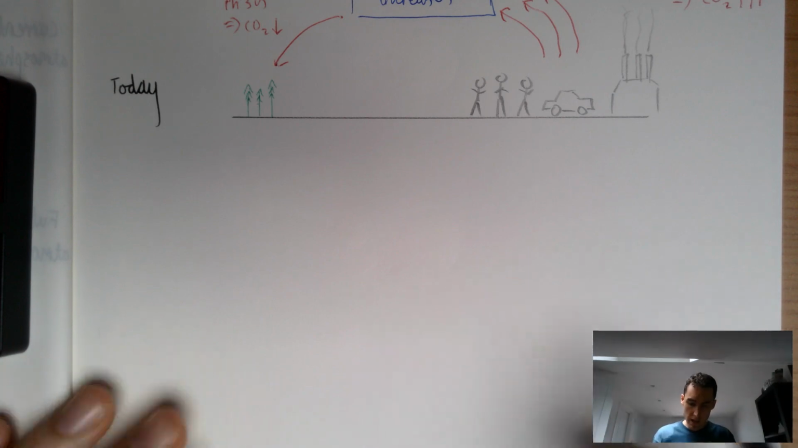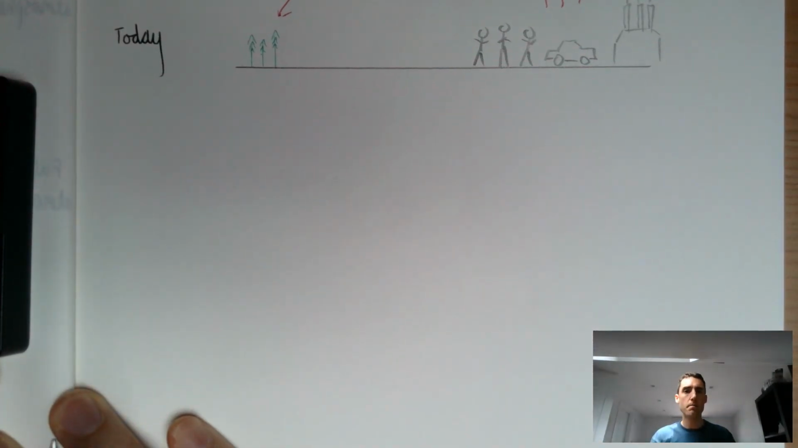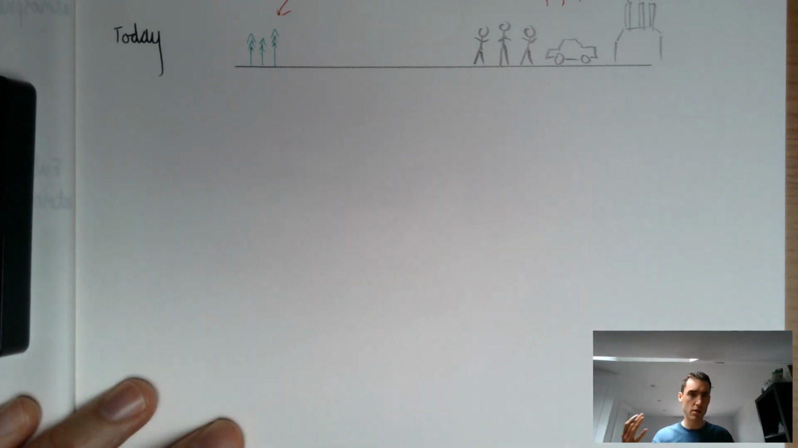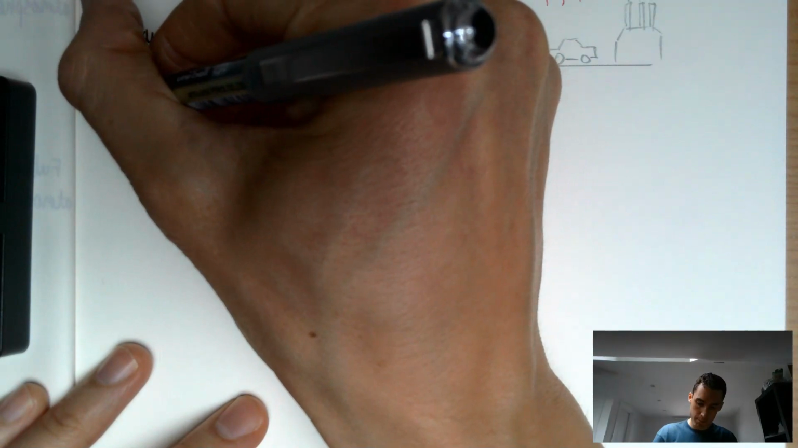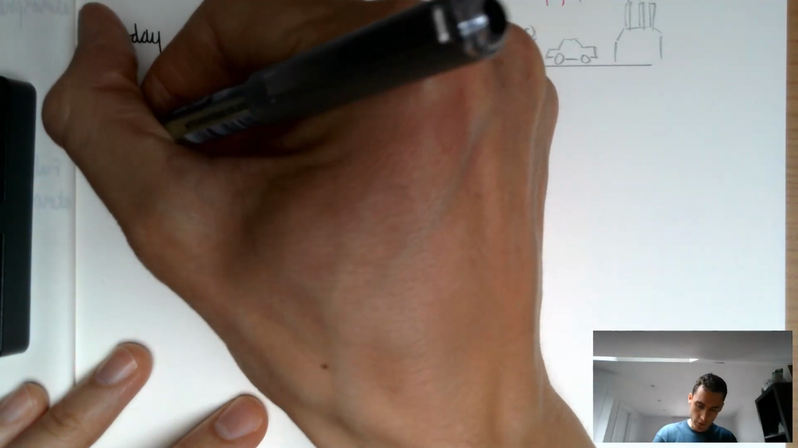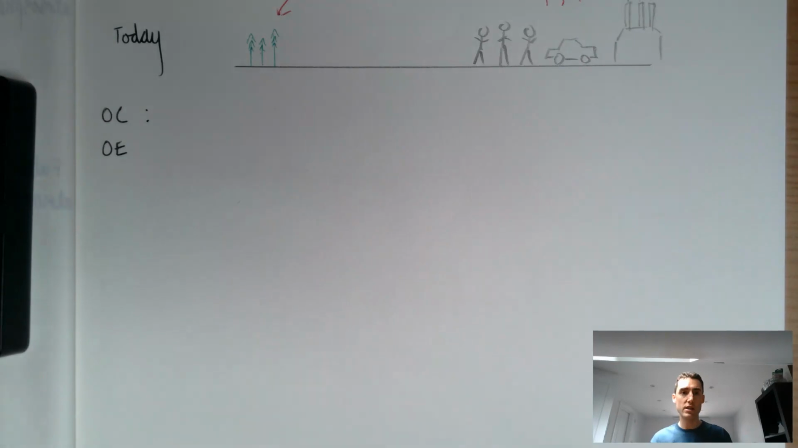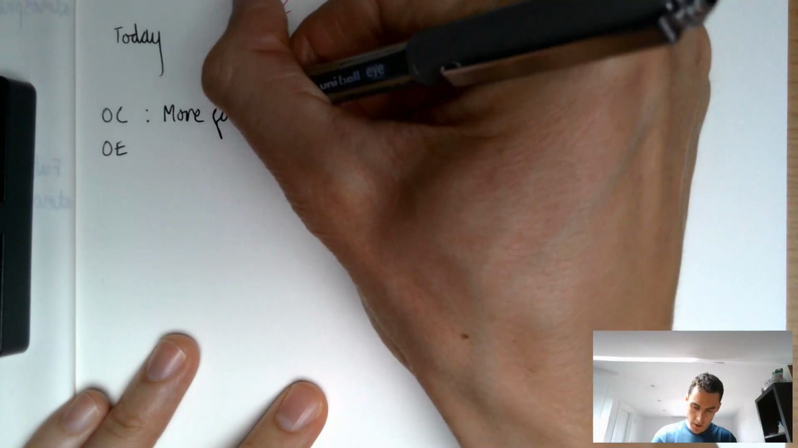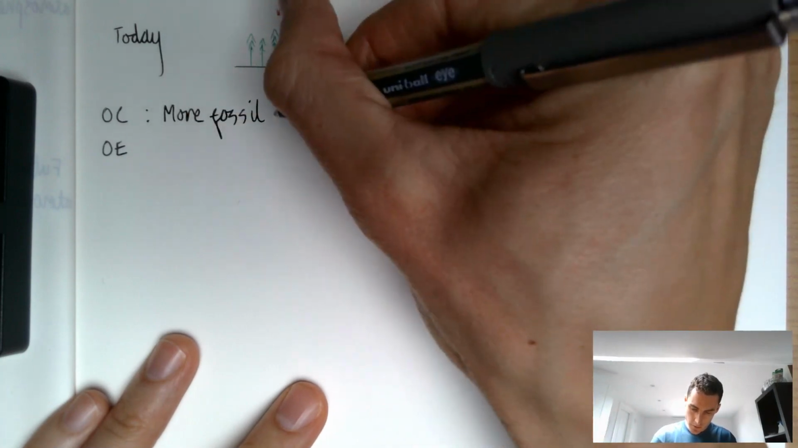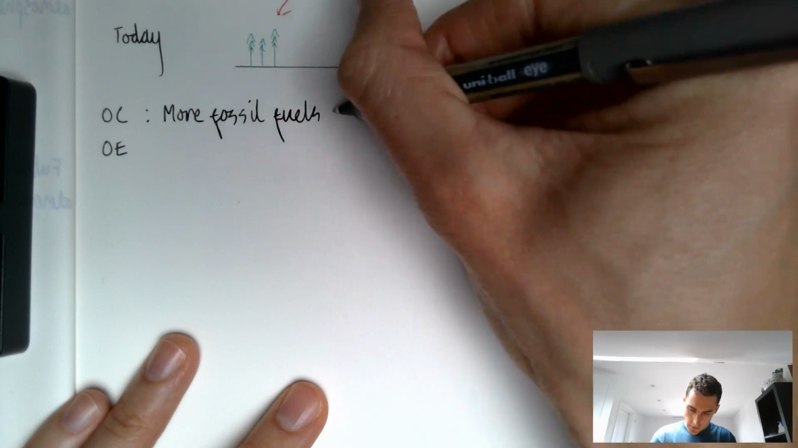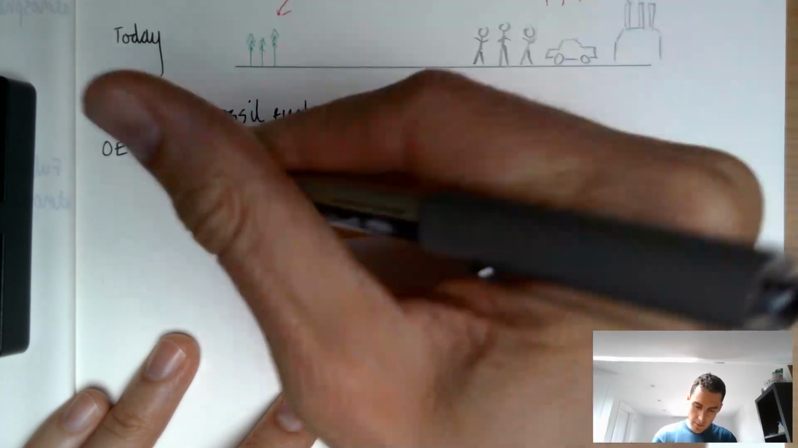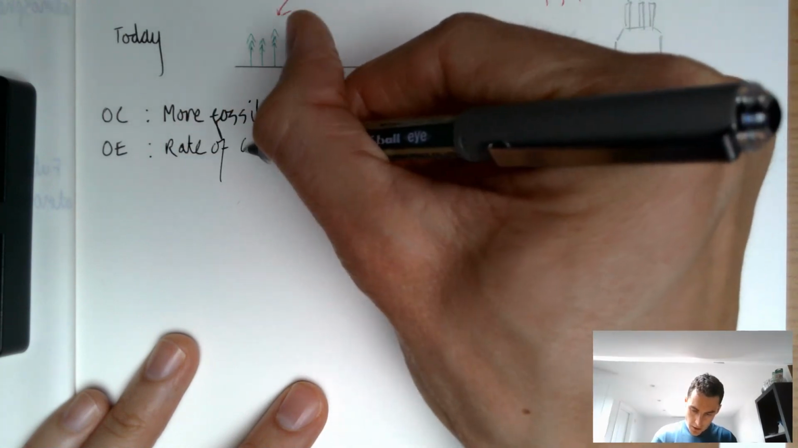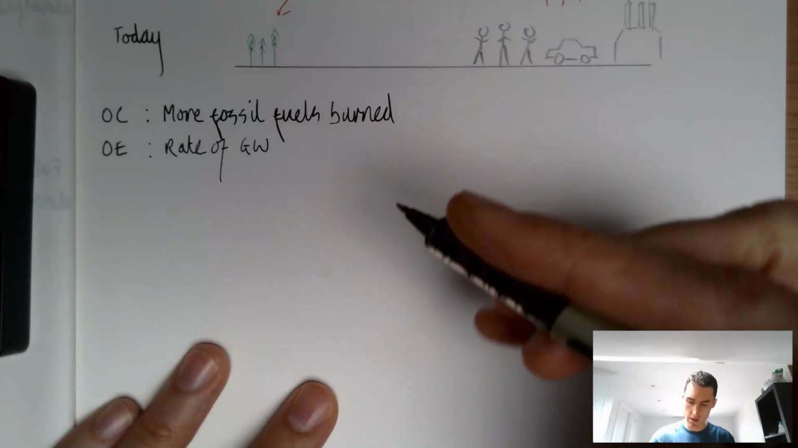And the way I like to do this, if those of you within GLT, you may have seen me do this already. But I often think about an overall cause and an overall effect. So the overall cause in worked example number 1 in the slides is the fact that more fossil fuels have been burned. And the overall effect was the rate of global warming. I'll just put rate of global warming for the sake of this video has increased.